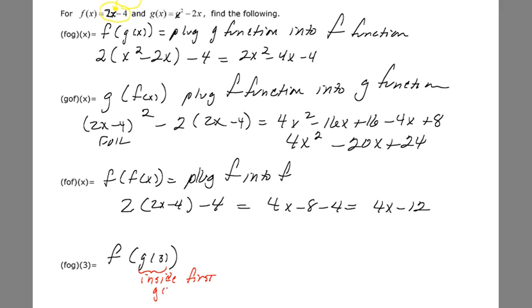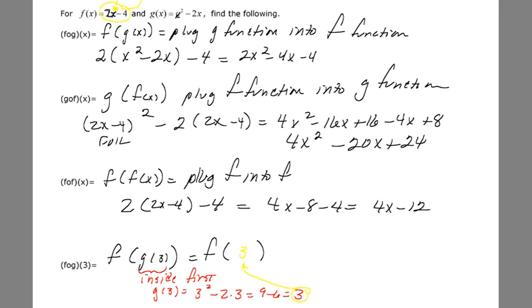That means go to G and plug in a 3. So let's go to G, which is up here, and plug in a 3, which would look like 3 squared minus 2 times 3. 9 minus 6, which would be 3. So I just calculated the inside. I came up with the result, so the result I came up with is going to be placed inside the parenthesis.